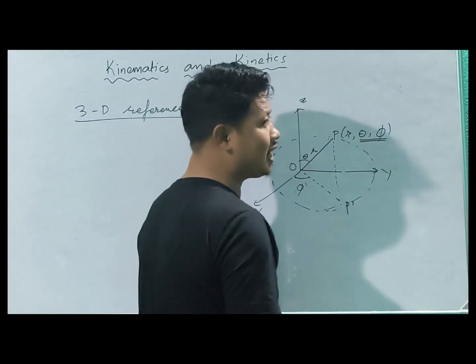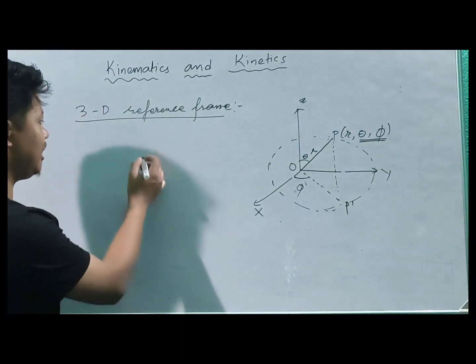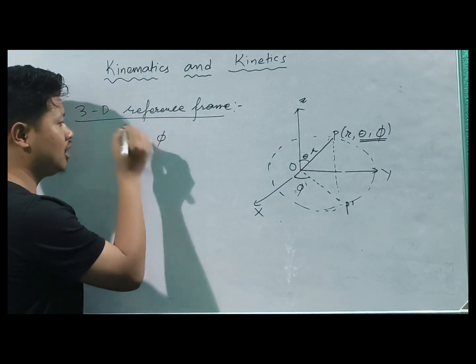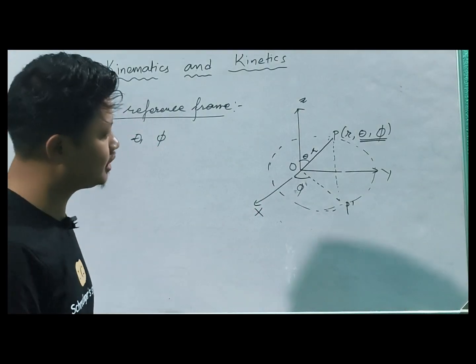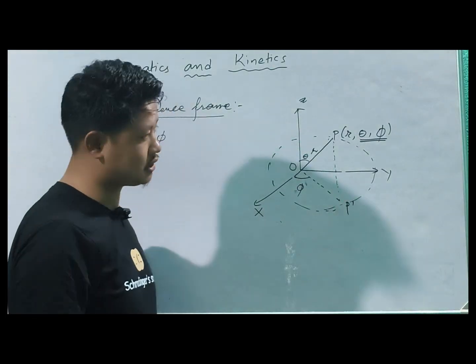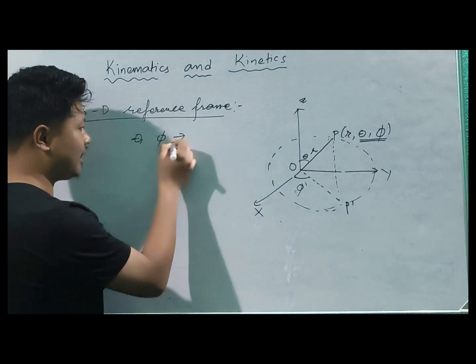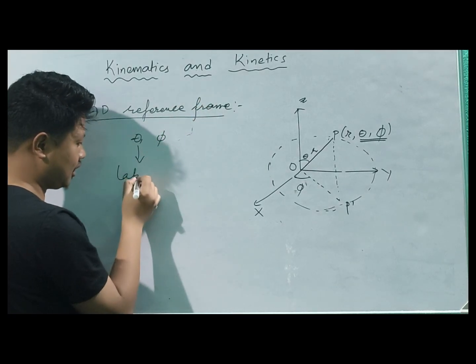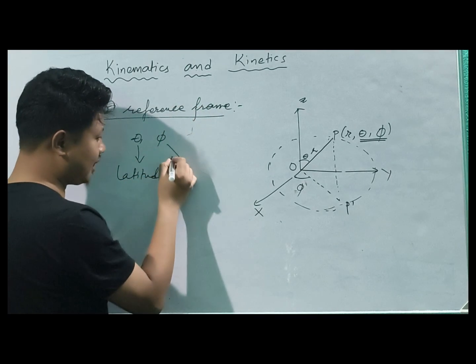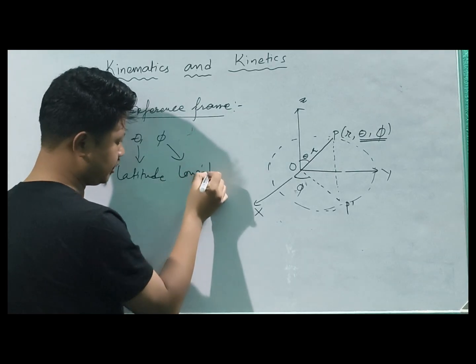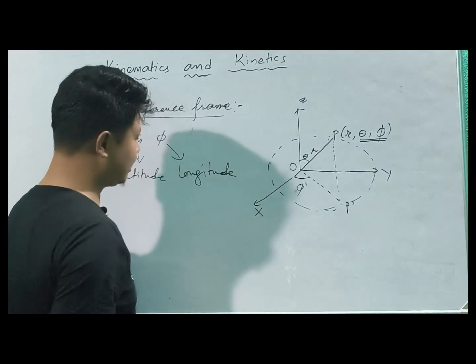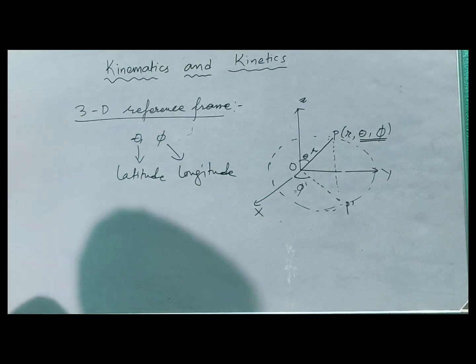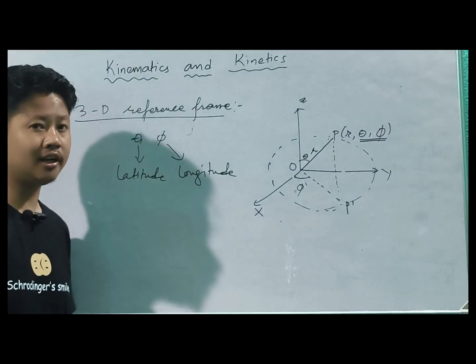And then theta and phi will give the location of any object situated on the earth surface. What are theta and phi? Theta means latitude, and phi is my longitude. So theta will give me the latitude, and phi will give me the longitude.